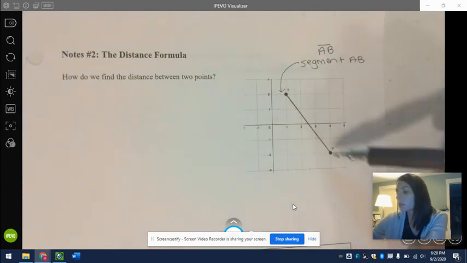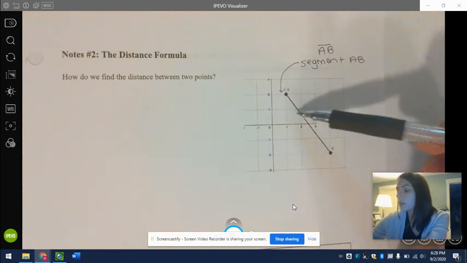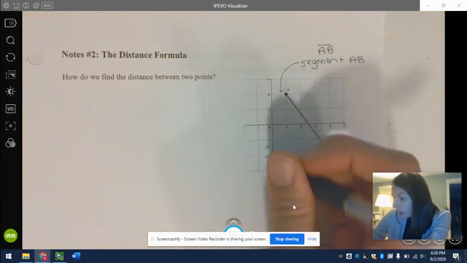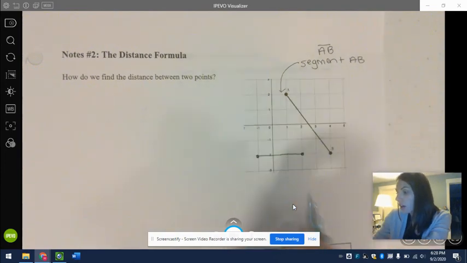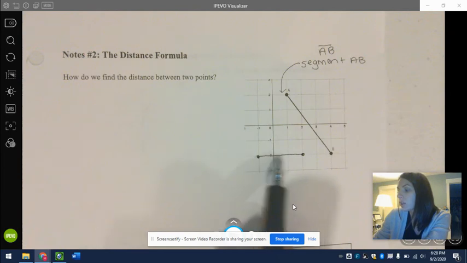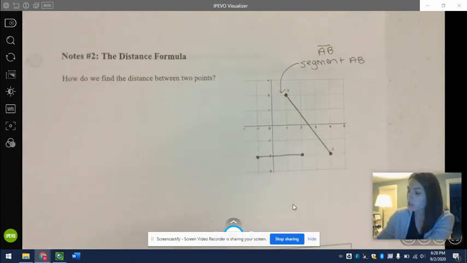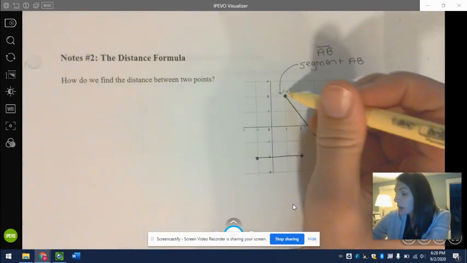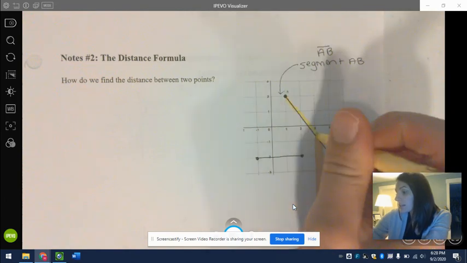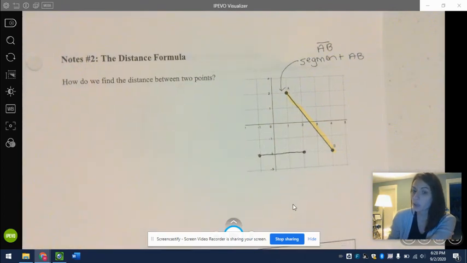Now, when I look at segment AB, it's on a diagonal across the graph. So I can't just count units as I could if I had a segment lying flat on the crosshairs of the graph. Then I could just count that it's 1, 2, 3 units long. But because this segment AB is slanted, I can't count exactly what the distance from A to B is. So I have a couple of options on how we could find the distance between the 2 points.